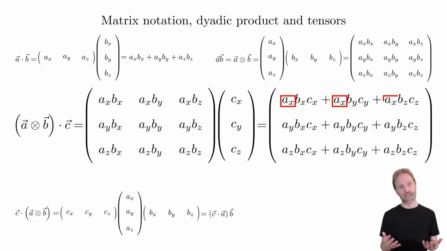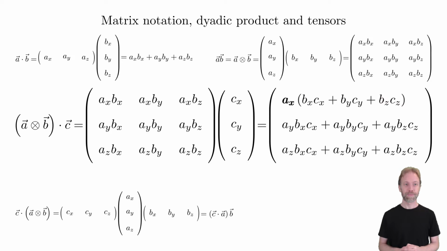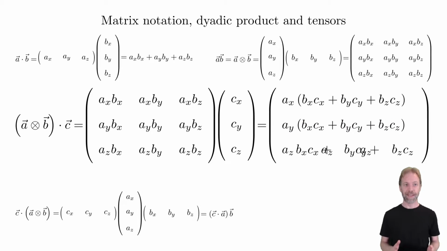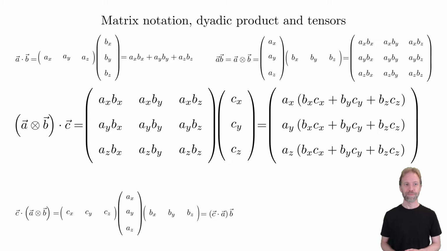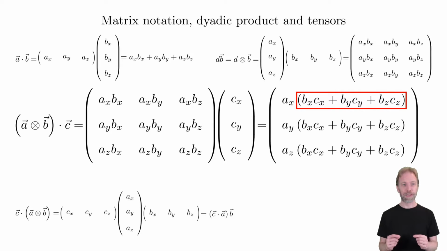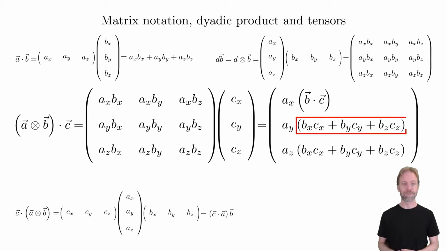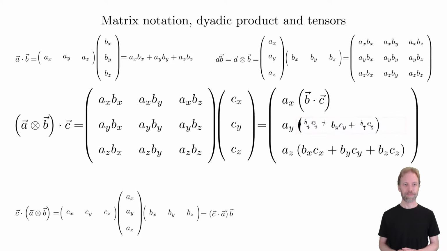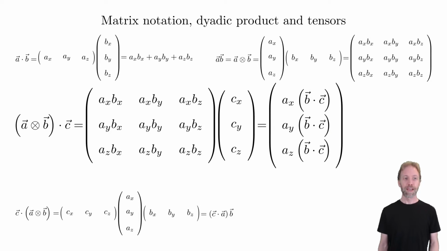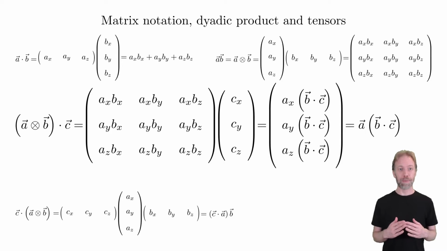Ax is a common factor in the first element. Ay is a common factor in the second element. And az in the third. This is the dot product between b and c. The same factor appears for all elements. And the final result becomes a multiplied by b dot c.